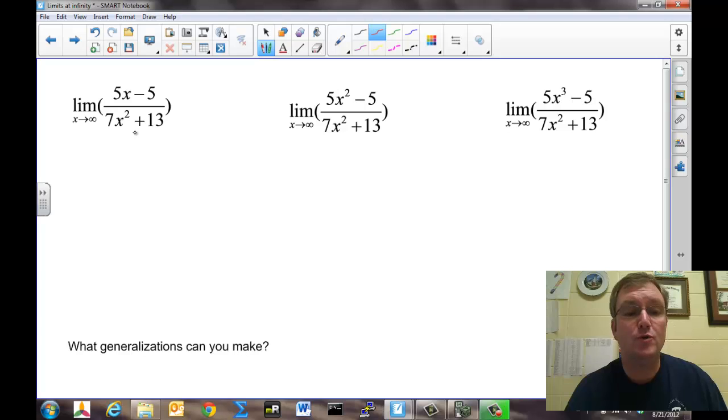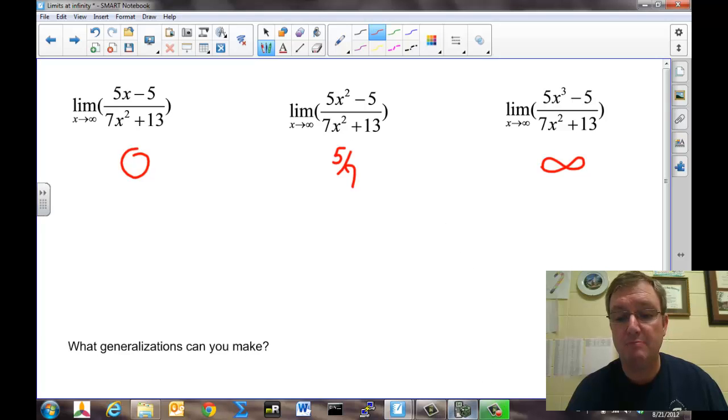Well, as you've gone through and done the problems, you should have found that this limit is approaching the number 0, and that this limit is approaching the number 5 over 7, and that this limit continuously gets larger and larger, and is approaching infinity. Those are the 3 answers you should have gotten out simply by plugging in numbers. I would plug in 1,000 or 10,000 or 100,000, whatever the case might be.